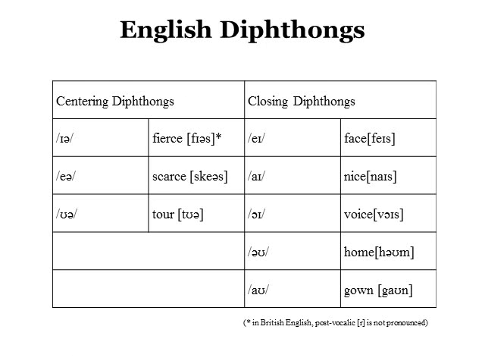Now, English has 8 diphthongs. Diphthongs are vowels that consist of a movement or glide from one vowel to another. And there are centering diphthongs like ia, ea, oa, and there are closing diphthongs like a, I, o, ow.